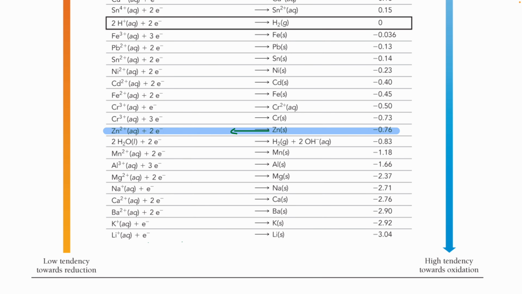Right? So these oxidation half reactions are the reverse of those reduction half reactions.